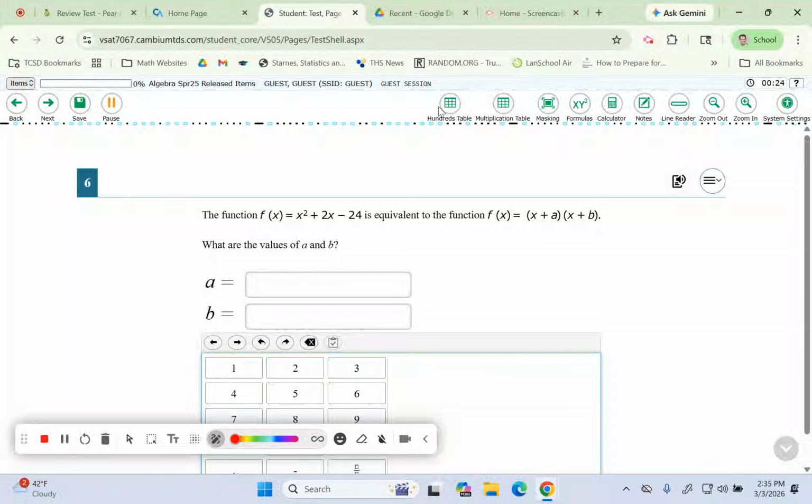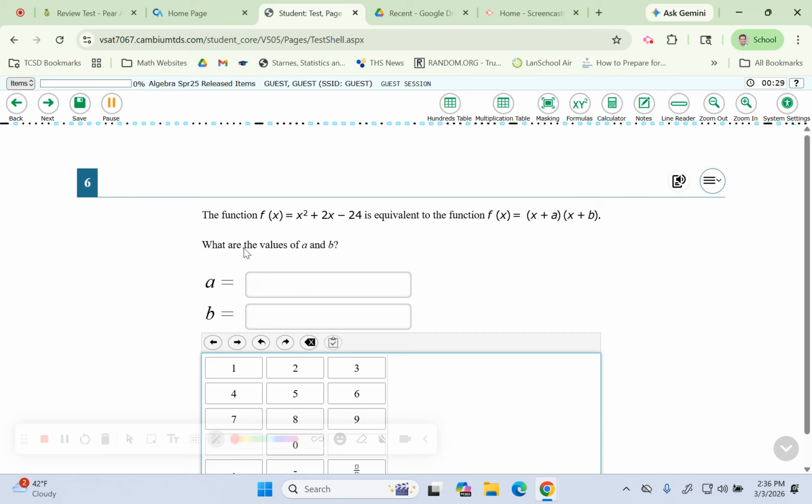Algebra OST Spring 2025 release test items number 6. It says the function f of x equals x squared plus 2x minus 24 is equivalent to the function f of x equals x plus a, x plus b. What are the values of a and b?